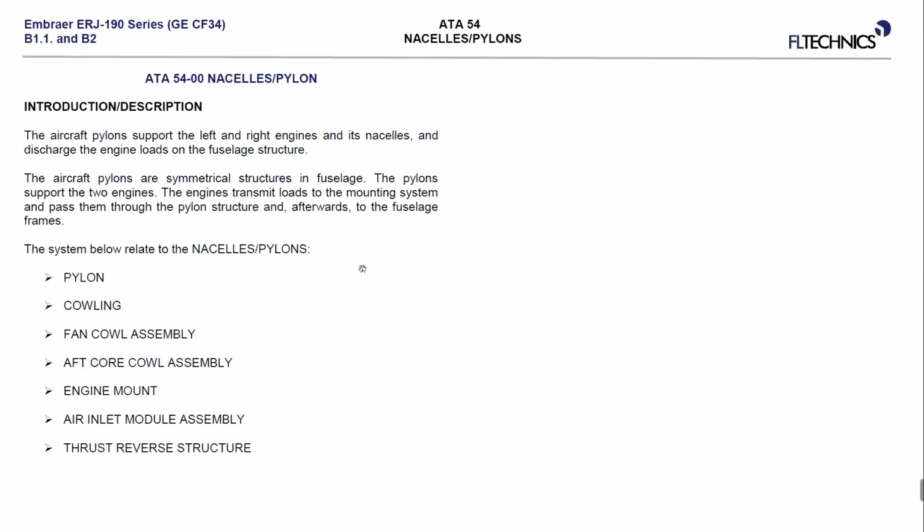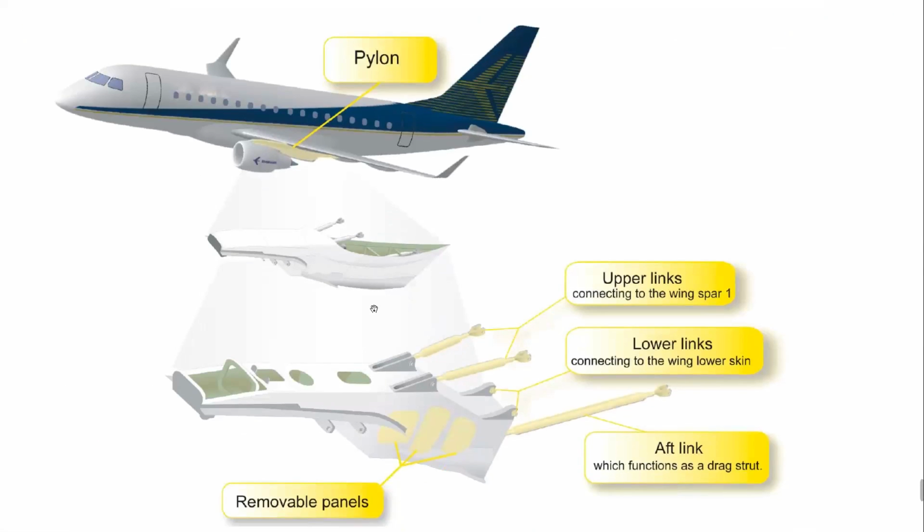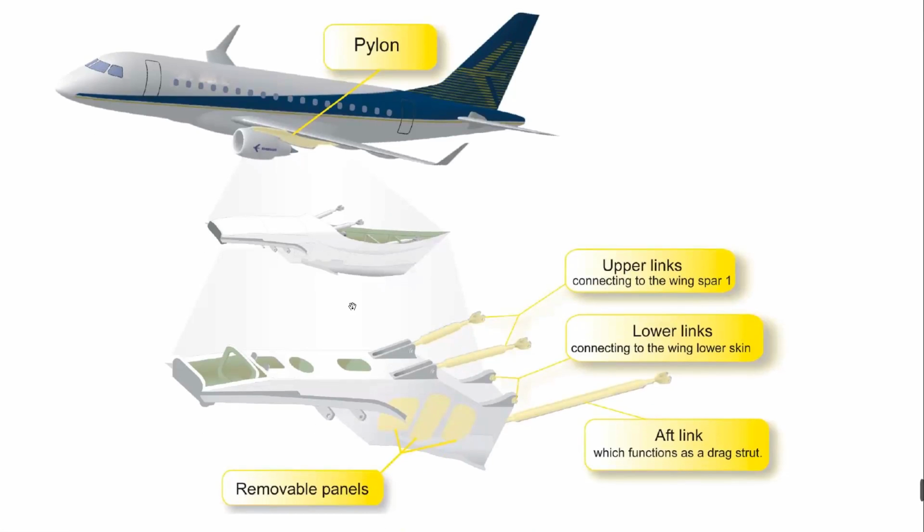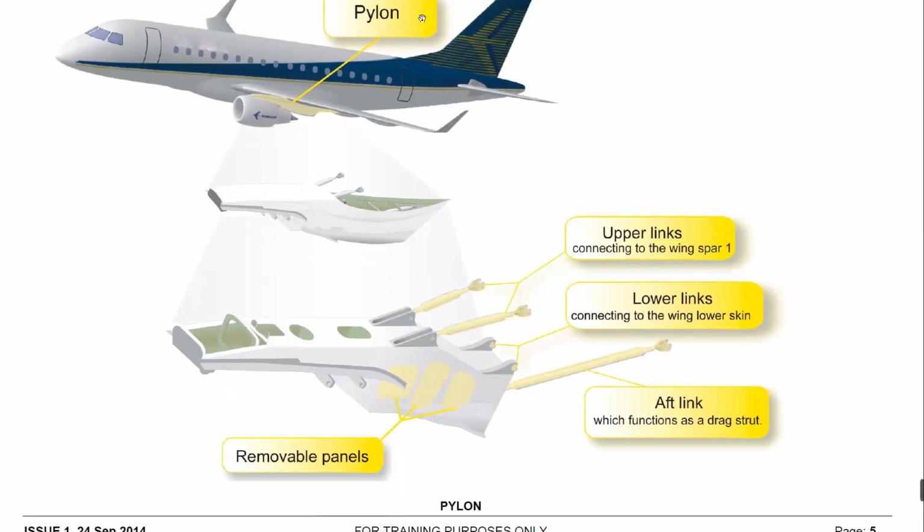So, nacelles and pylons. The aircraft pylons support the left and the right engine. The purpose is to transfer the engine loads to the wing structure, and the wing structure will transfer the loads to the fuselage structure. The pylons are symmetrical structures, and as I said, they are supporting the engines, transmitting the loads using the mounting system. We have mounts, which are transferring once again the different engine loads to the wing, and then the wing to the fuselage structure.